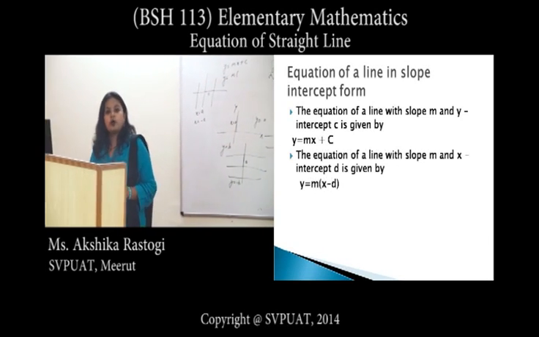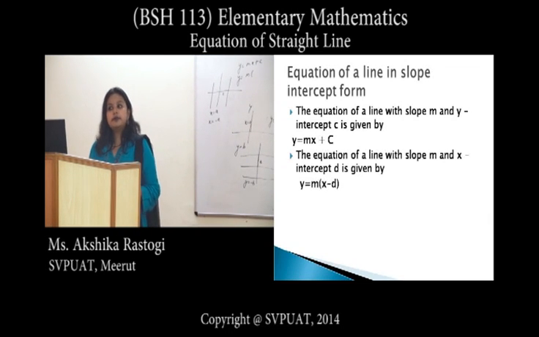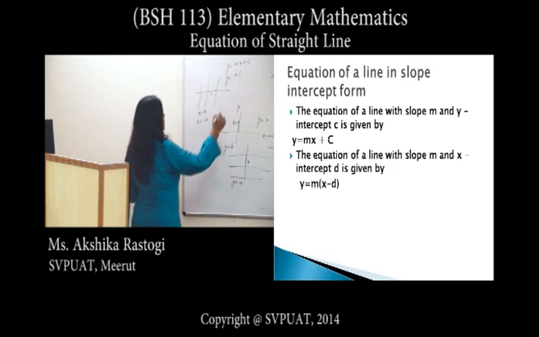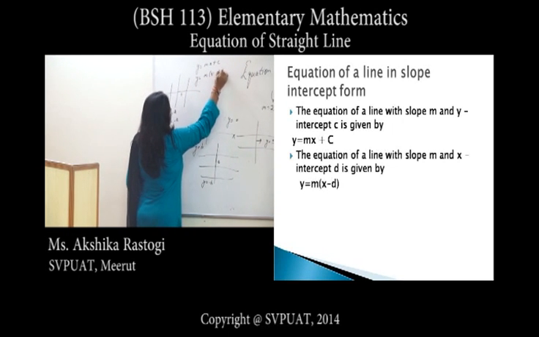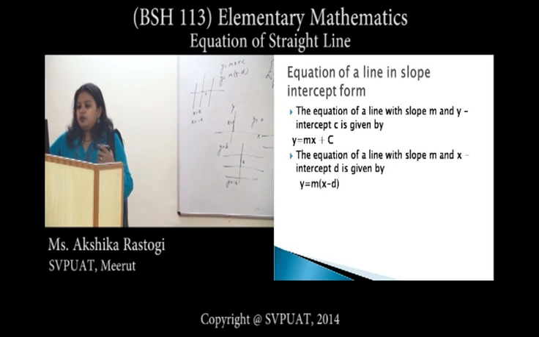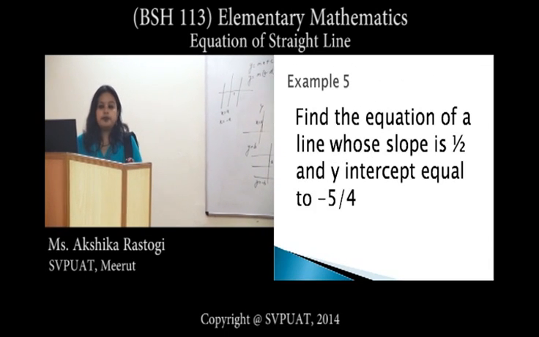Because it is intercepting on the x-axis, it is not necessary that it must be a constant; it will be x minus t, if it is intercepting on the x-axis. Let us move toward the example for this.